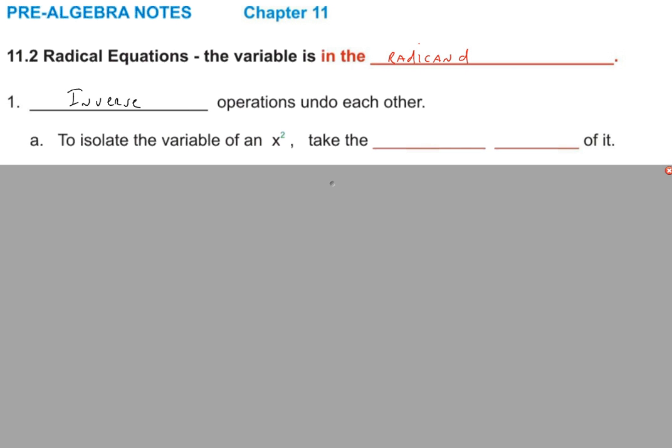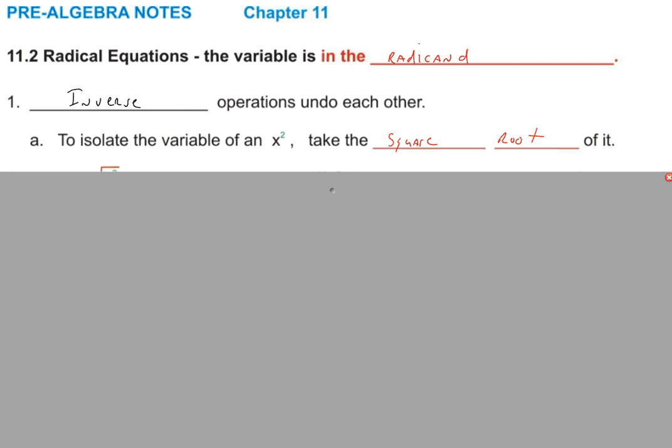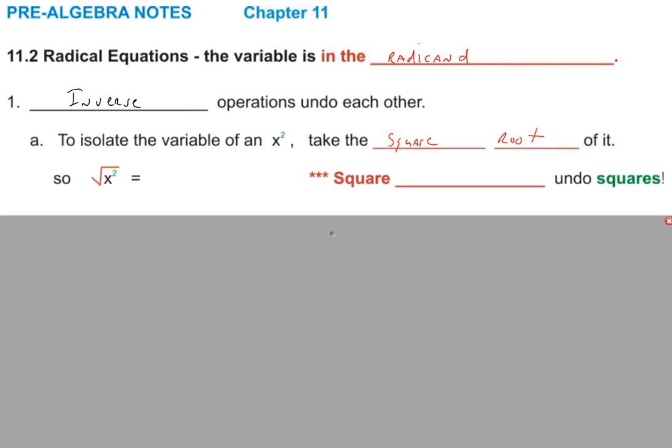So here's the point. To isolate the variable of an x squared, you don't need to circle that, I'm just trying to focus your attention. What you would do is you take the square root of it. Squaring something and taking the square root are inverses, and guess what? They undo each other. So when we look at this first example, if you were to take the square root of an x squared, the answer is the x. The square root and the squared, the green 2, undo each other.